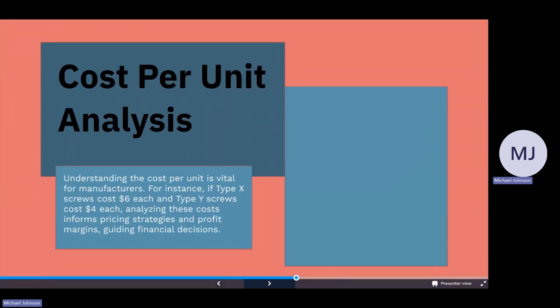Cost per unit analysis. Understanding the cost per unit is vital for manufacturers. For instance, if type X screws cost $6 each and type Y screws cost $4 each, analyzing these costs informs pricing strategies and profit margins, guiding financial decisions.